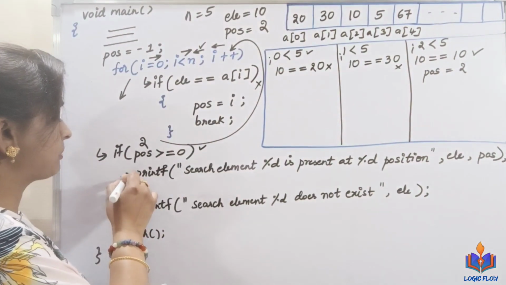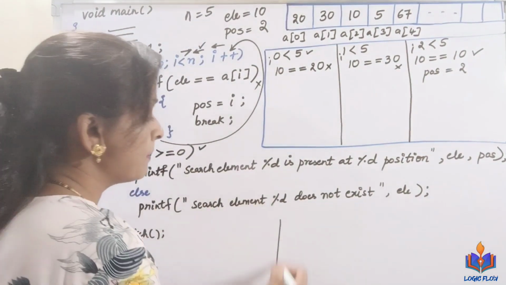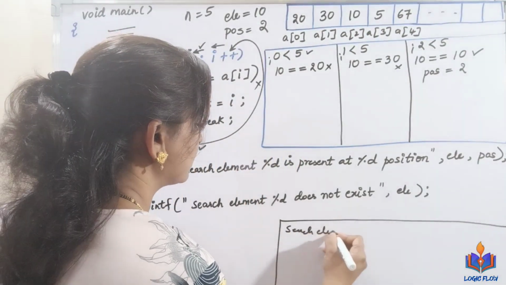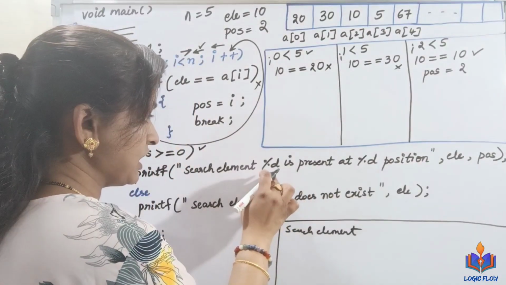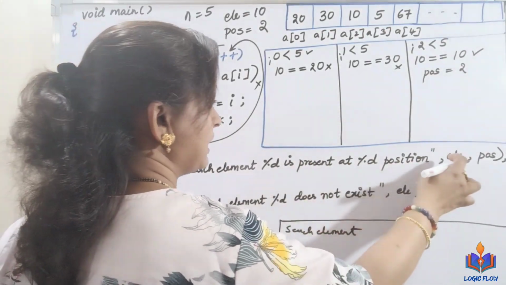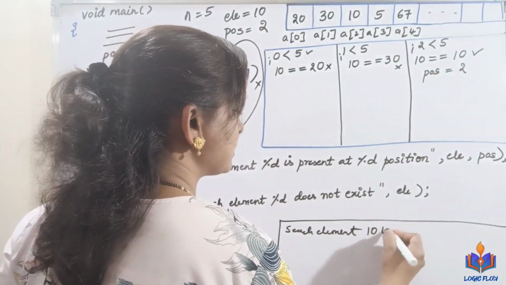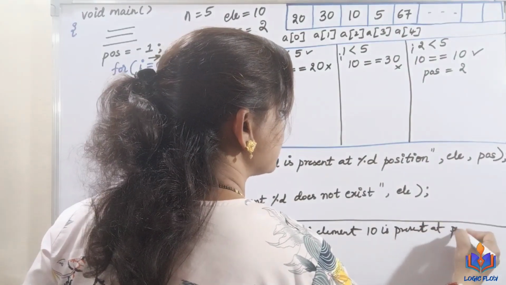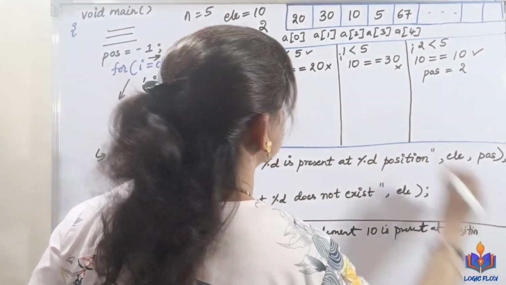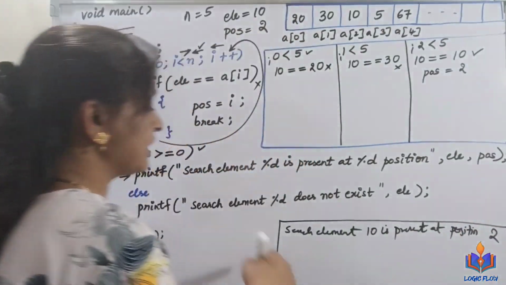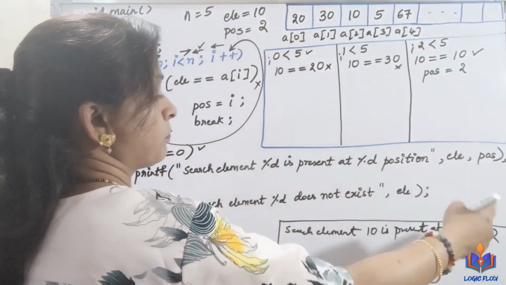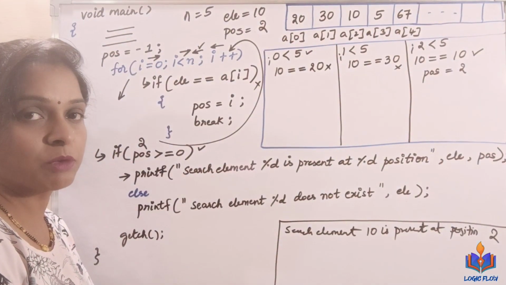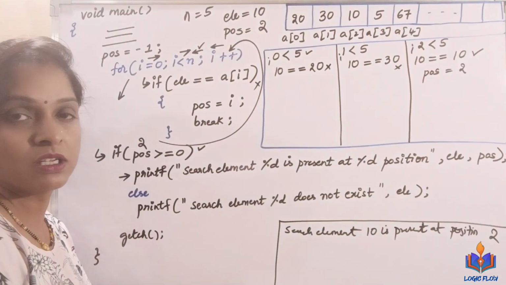So this statement gets executed and I'll get the message on my output screen saying the search element %d is present at %d position. ELE, search element 10 is present at position, print the value of POS. What is the value of POS? It is 2. Is that correct? Search element 10 is present at position 2. It's actually with respect to 0-based indexing because array elements always start from 0.